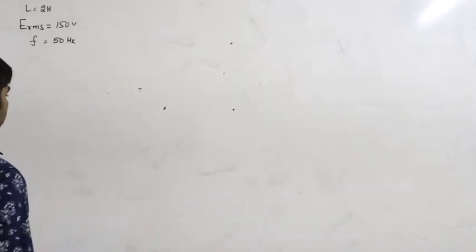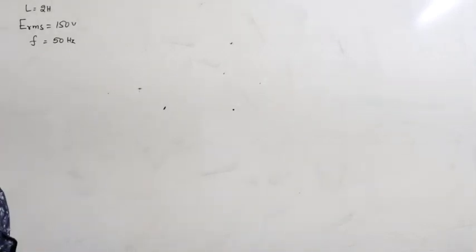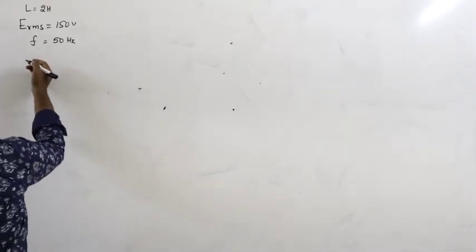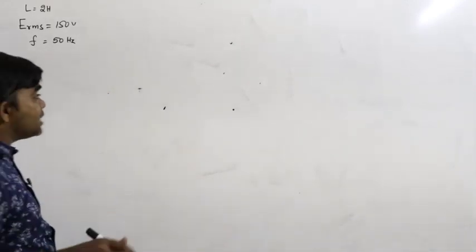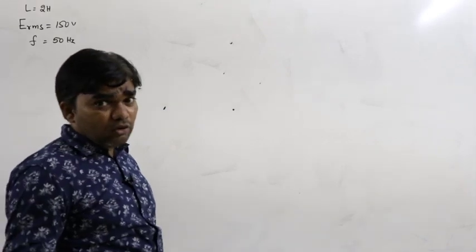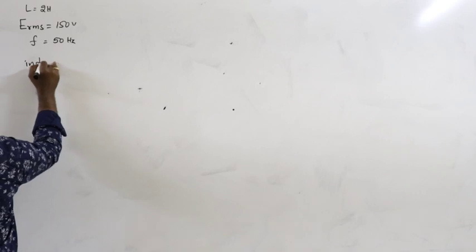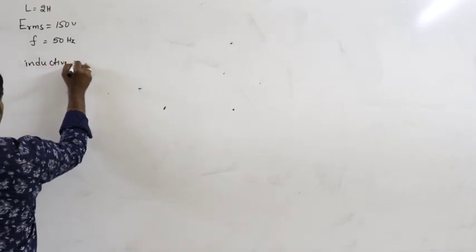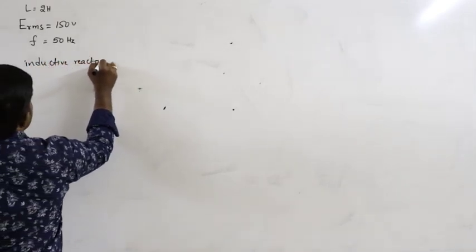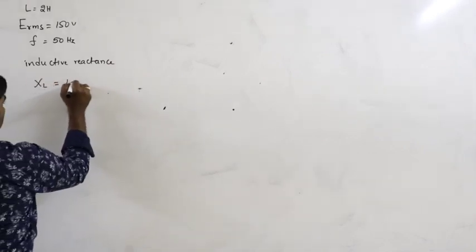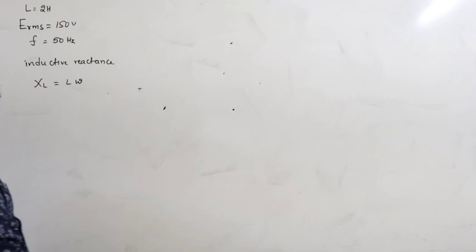Now what we can do? We have to calculate the current. Maximum value of current means I naught we have to calculate. So first we have to calculate inductive reactance. What is meant by inductive reactance? XL is equals to L omega. Inductive reactance is nothing but XL is equals to L omega.